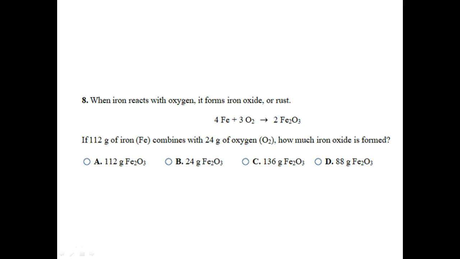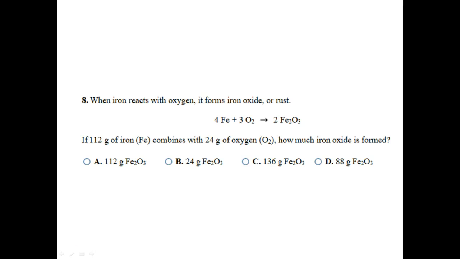Number 8. When iron reacts with oxygen, it forms iron oxide or rust. If 112 grams of iron combines with 24 grams of oxygen, how much iron oxide is formed?